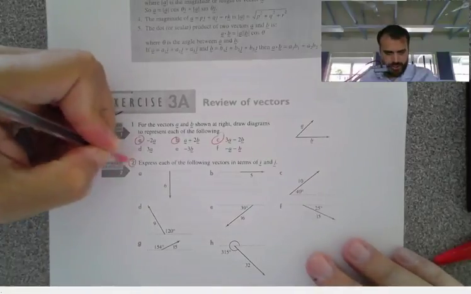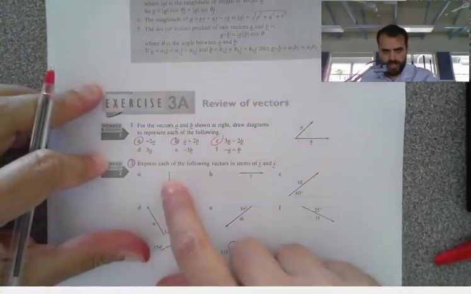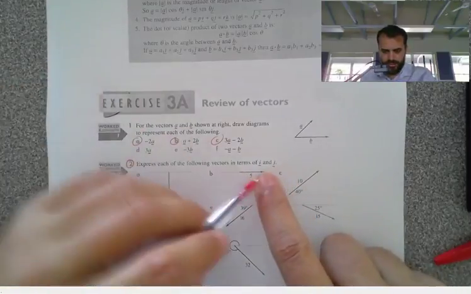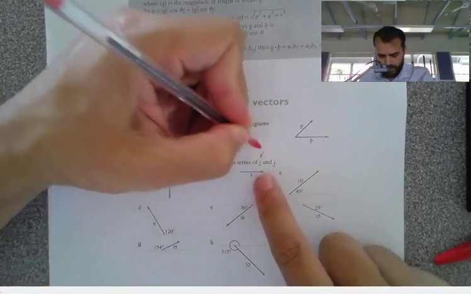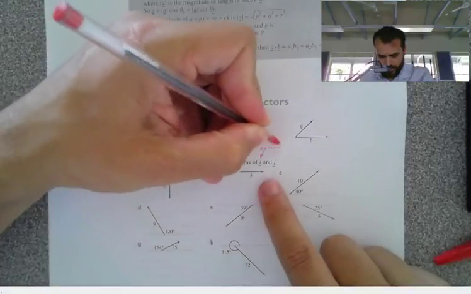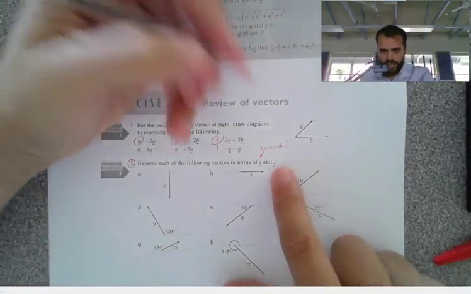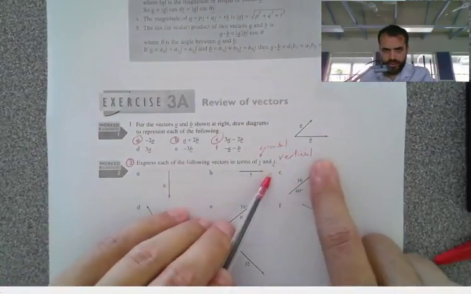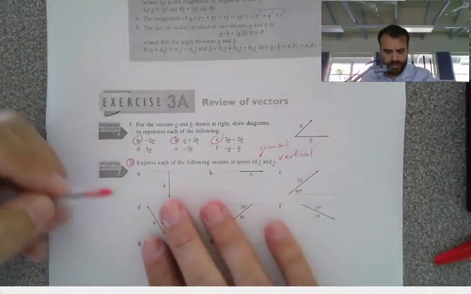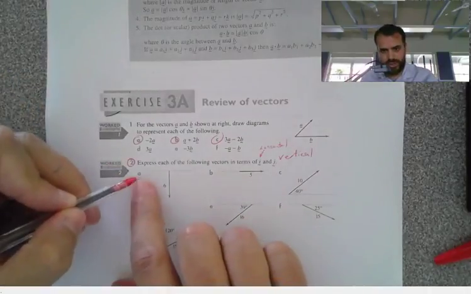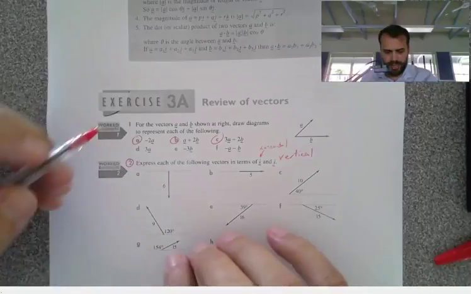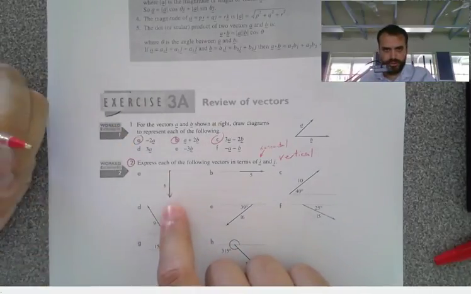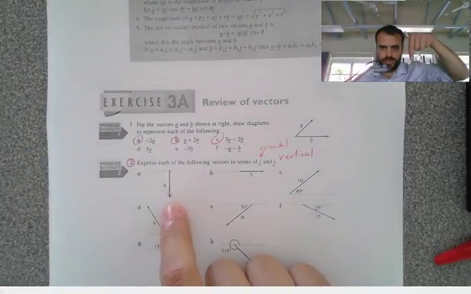Okay, so I'm doing question 2 here, and it says express each of the following vectors in terms of i and j. So remember, i is the horizontal component, and j is the vertical component. Running through these, in the back of your book, the answers to 2a and 2b are wrong, they're backwards. So this is the vertical component, and it's going downwards.